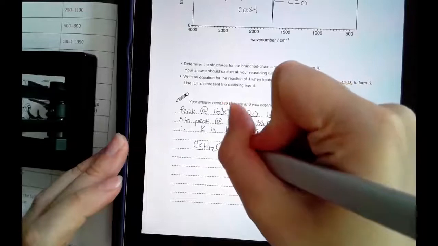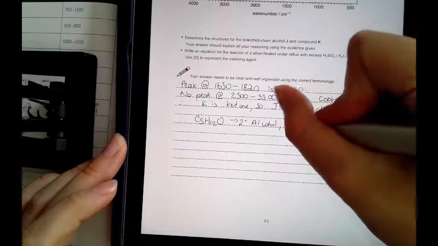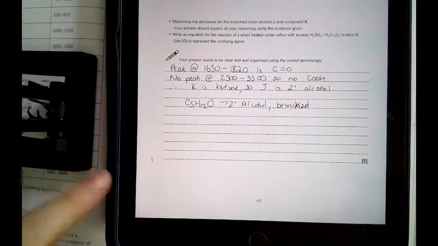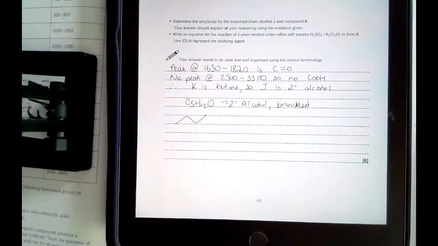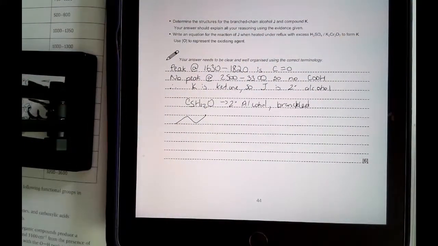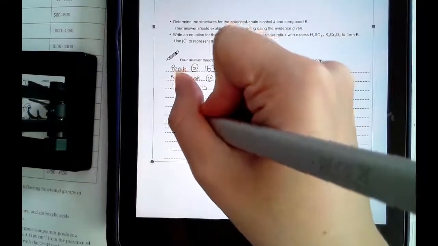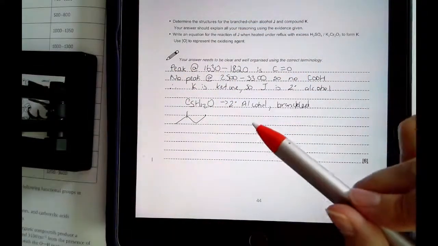I know it's a secondary alcohol, and the other piece of information that they give me is that it's branched. So I need to use just that information to put together a potential structure for this alcohol. So C5, and I know it's branched, so instead of drawing all 5 carbons in a row, I'm just going to draw 4 carbons in a row, and then create a branch. It doesn't matter whether I put my branch on carbon 2 or carbon 3, but obviously I can't put it on the end, or else I'd have 5 carbons in a row.